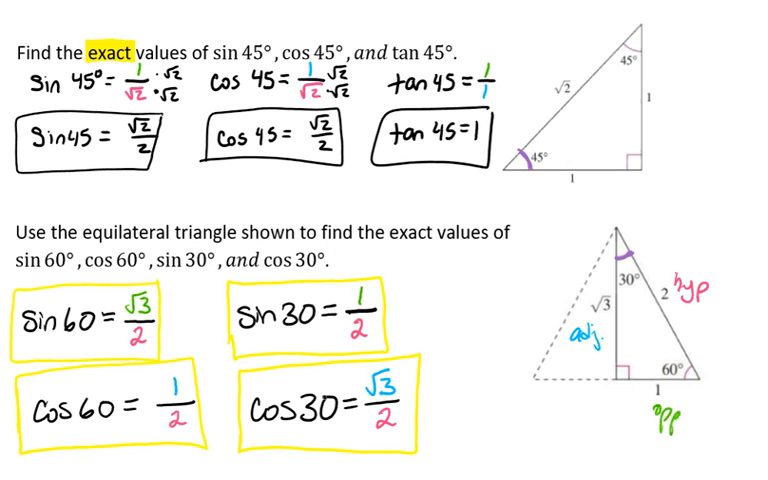Now, something that might come in handy later is if you check and see, what's 60 plus 30? 90, right? So take a look at what happens to these values. They kind of switch, but that can come in handy later for some other things, or you might remember that from another class as well.